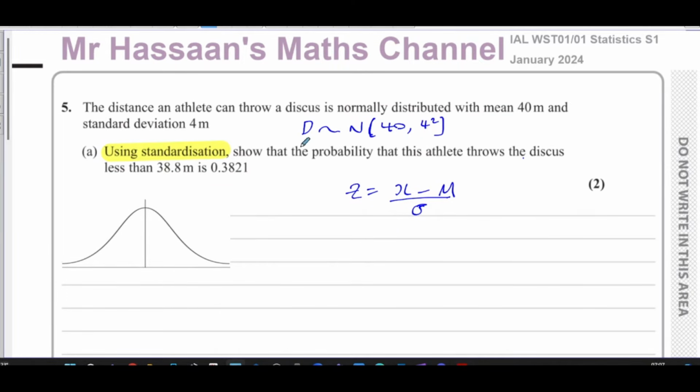So if I want to standardize 38.8 meters, I can use this formula. I want to find the probability that the distance thrown is less than 38.8, which is the same as the probability that Z is less than, and now I standardize the score by putting it into this formula. X is the value you're standardizing, mu is the mean, which is 40, and sigma is the standard deviation, which is 4. We use the standard deviation, not the variance.